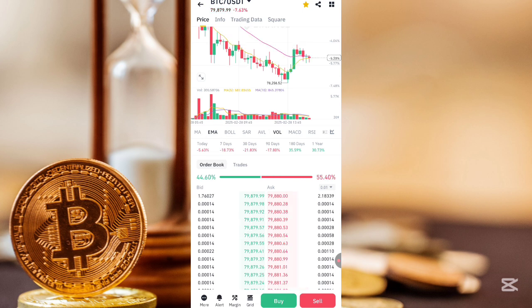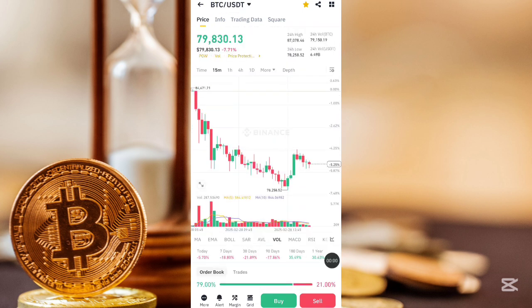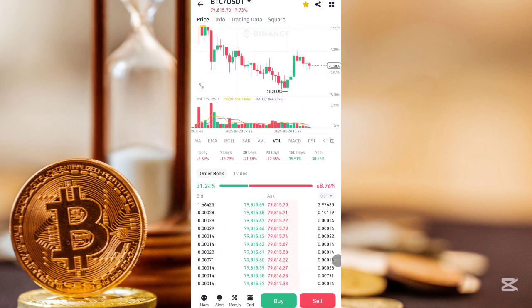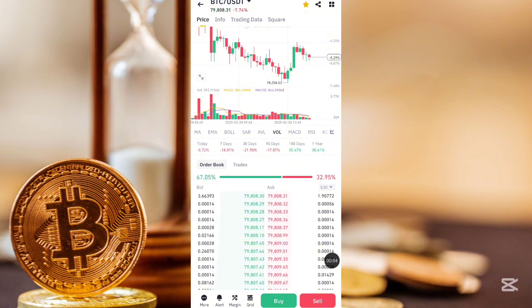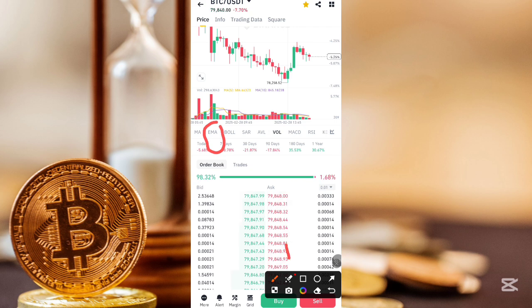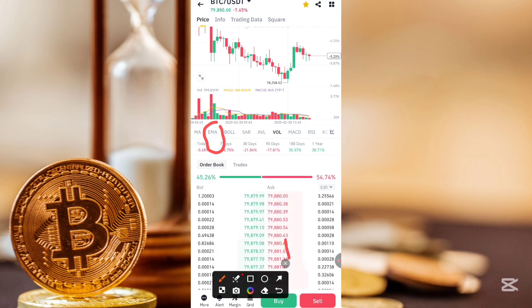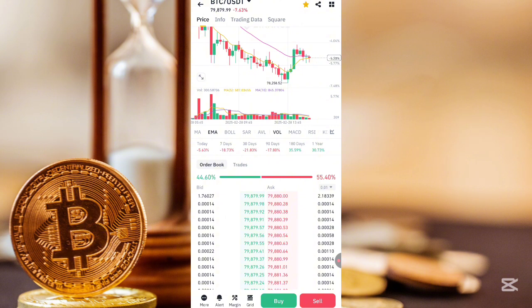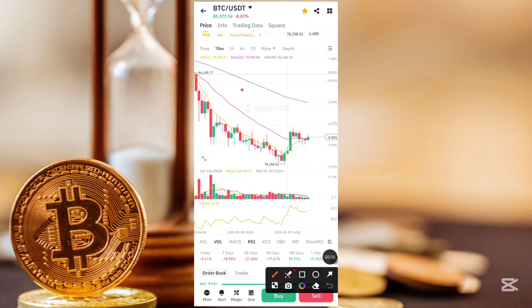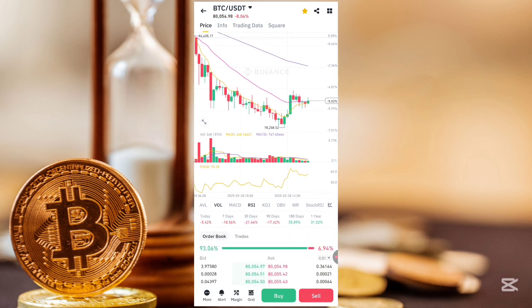Now, let's see a live example using BTC/USDT. Step 1. The 50 EMA crosses above the 200 EMA. Step 2. The RSI confirms an uptrend. Step 3. We buy Bitcoin at the next retest. Step 4. We set a stop loss below the last low and a take profit at 2x the risk. Boom! The price pumps, and we secure a profitable trade.